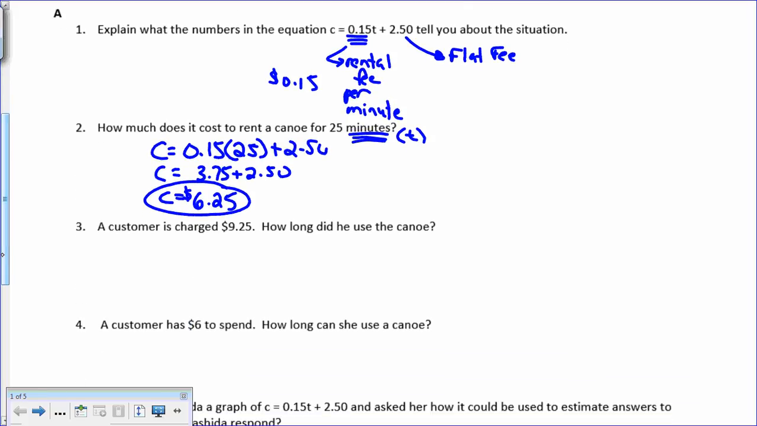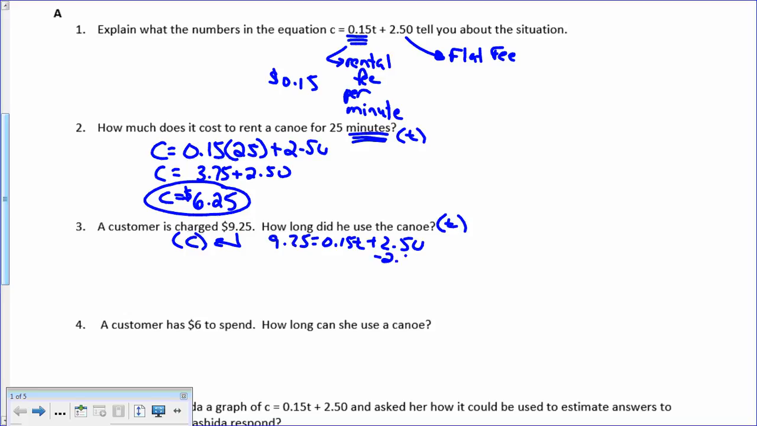Now, they asked me to use the same equation in a different way. They said the customer was charged $9.25. So $9.25 deals with the variable C, the cost. We want to know how long they used the canoe for, so we're actually going to solve for t. So I take my equation, I want 9.25 = 0.15t + 2.50, and now we're going to solve for t.